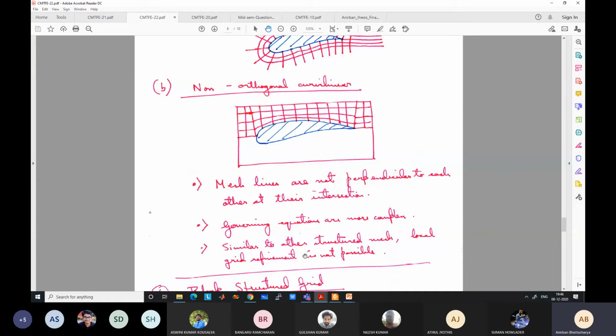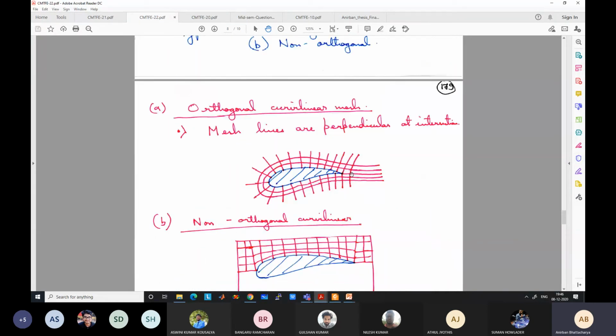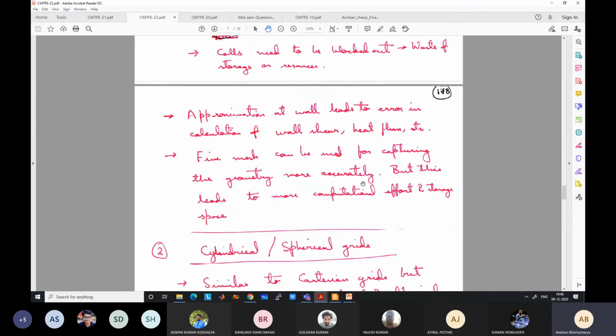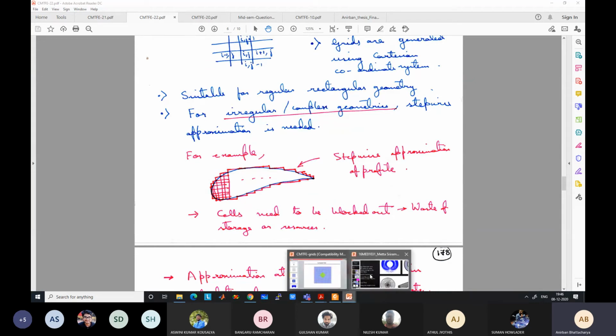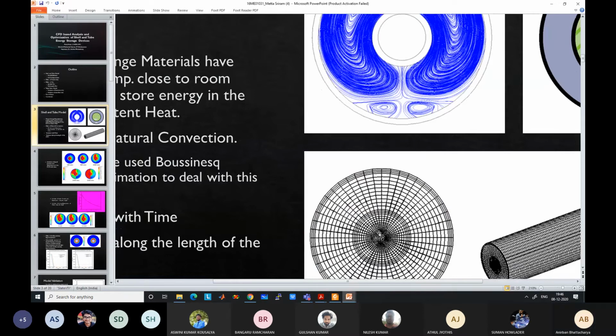you cannot make local refinement. Because of the nature of the coordinate lines, you cannot make local refinement. Say I want a very fine grid at some point here. I have to refine the entire grid. I cannot just locally refine it. Like what this student had done. Locally, he could refine it because he used the unstructured grid. He could refine it very fine.